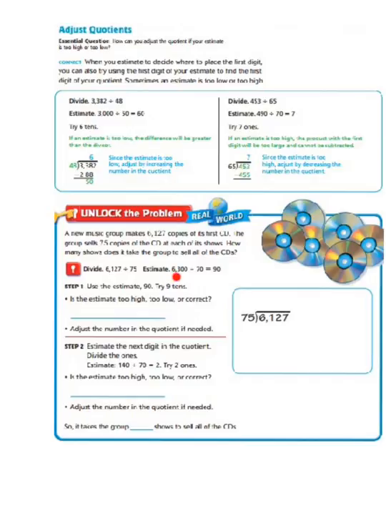Remember, to estimate that, we need to find our basic facts. So we're going to estimate 6,127 to 6,300, and we're going to estimate our 75 to 70. That gives us the basic fact of 63 divided by 7, which equals 9. We cancel out our zeros on each side, which leaves us with 10. We add that to the 9 and it gives us 90. So we're going to use the estimate 90, and we're going to try 9 tens.